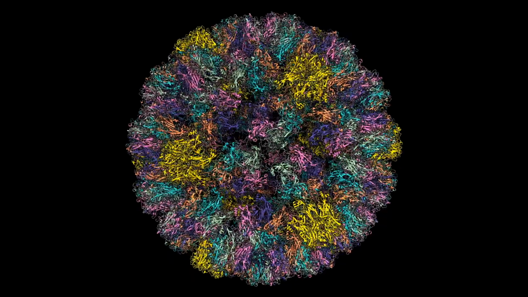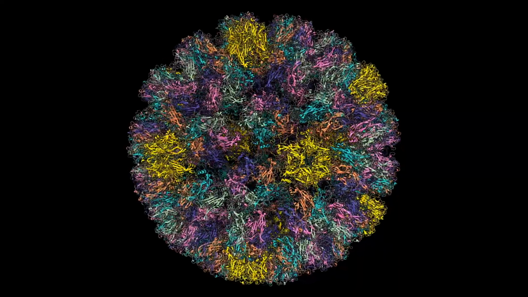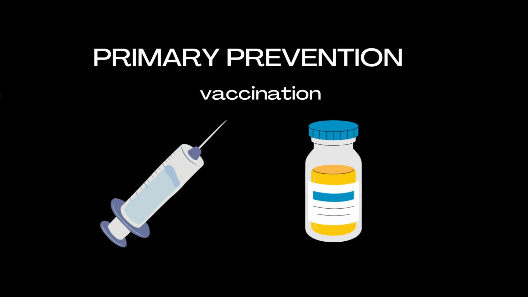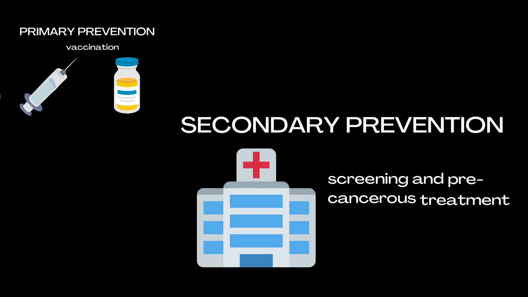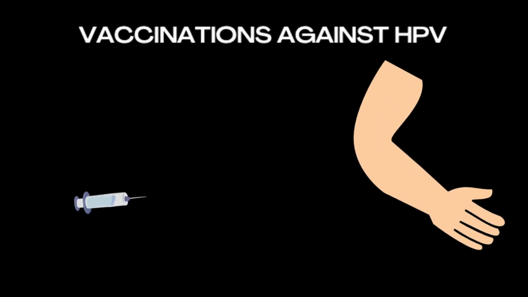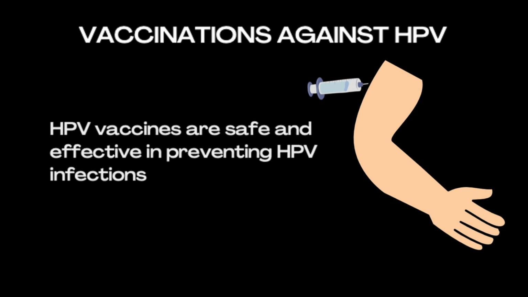There are two stages of prevention against cervical cancer before treatment of invasive cervical cancer. Primary prevention is vaccination against HPV, and secondary prevention is screening and precancerous lesion treatment. Vaccines protecting against HPV-16 and HPV-18 are recommended and have been approved in many countries, including the UK, with clinical trials and surveillance showing that HPV vaccines are safe and effective in preventing HPV infections.